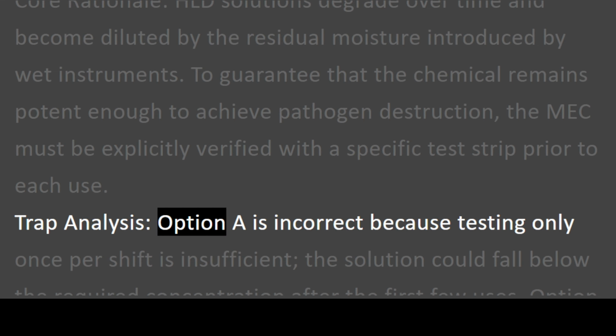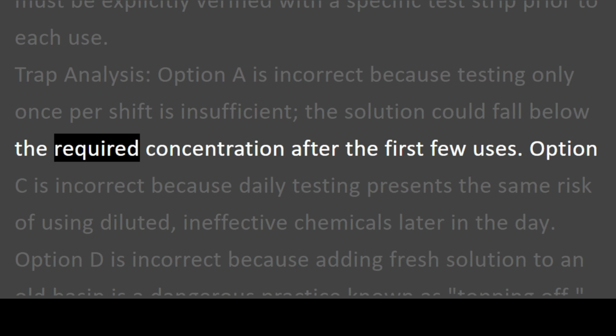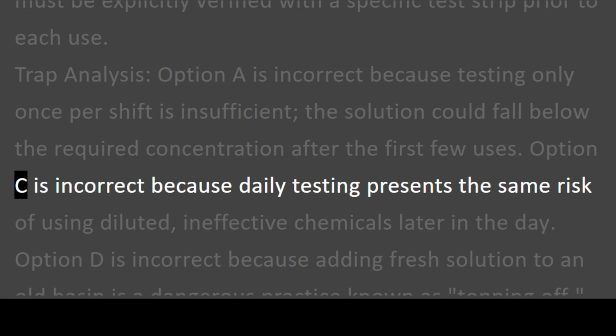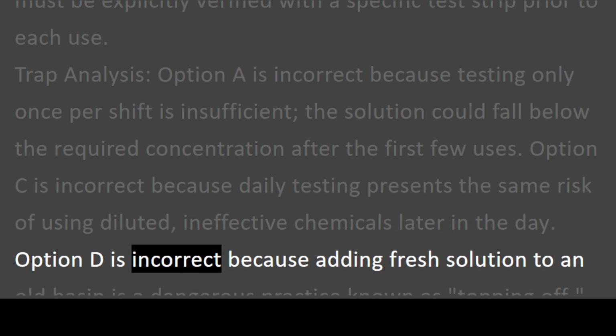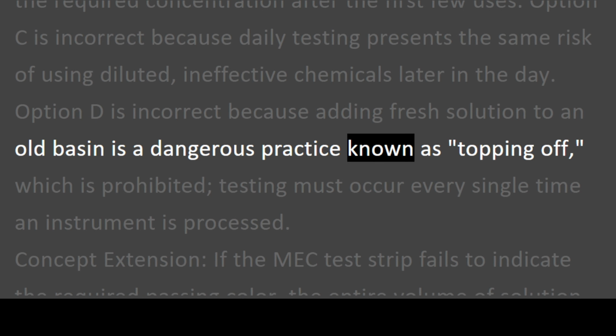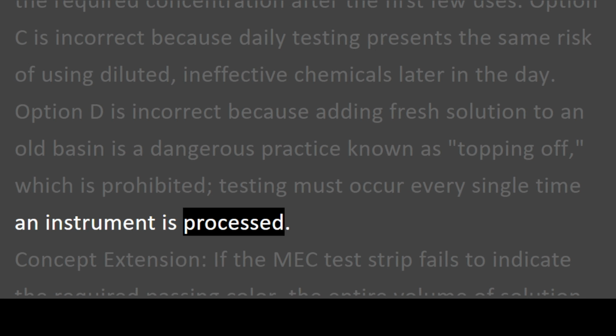Trap analysis. Option A is incorrect because testing only once per shift is insufficient. The solution could fall below the required concentration after the first few uses. Option C is incorrect because daily testing presents the same risk of using diluted, ineffective chemicals later in the day. Option D is incorrect because adding fresh solution to an old basin is a dangerous practice known as topping off, which is prohibited. Testing must occur every single time an instrument is processed.